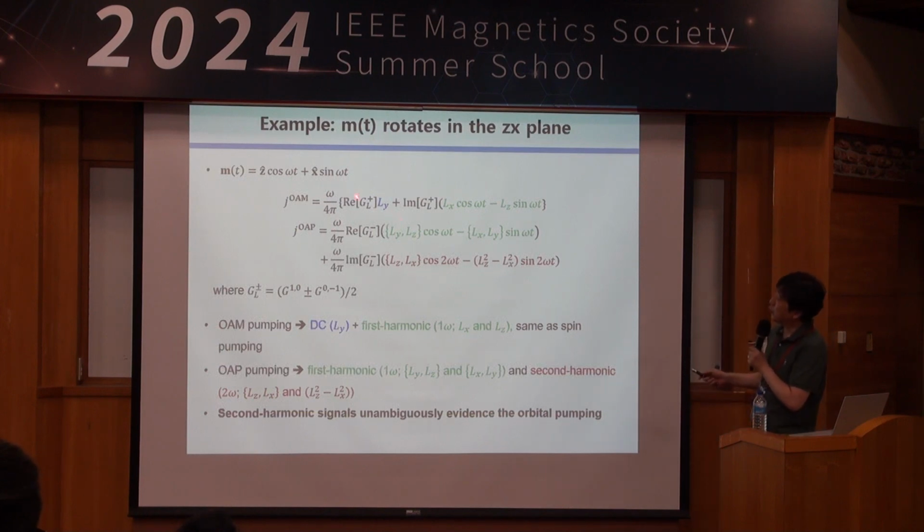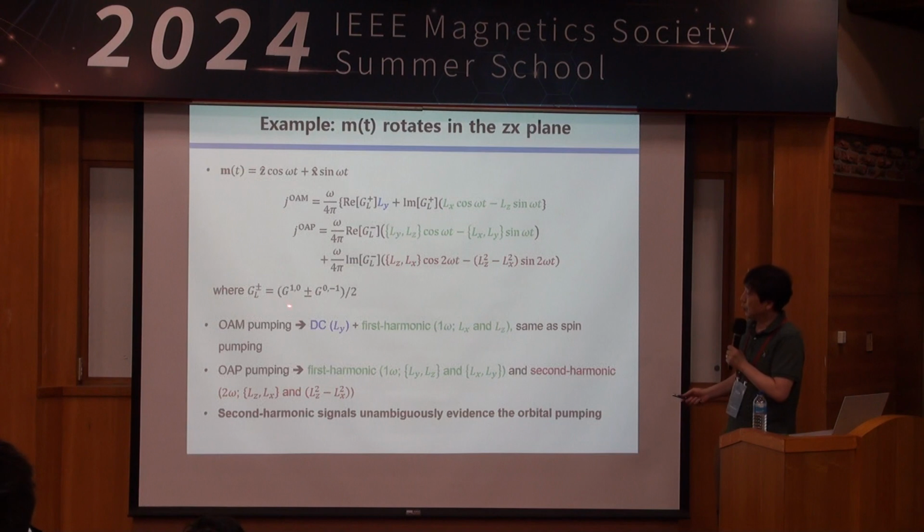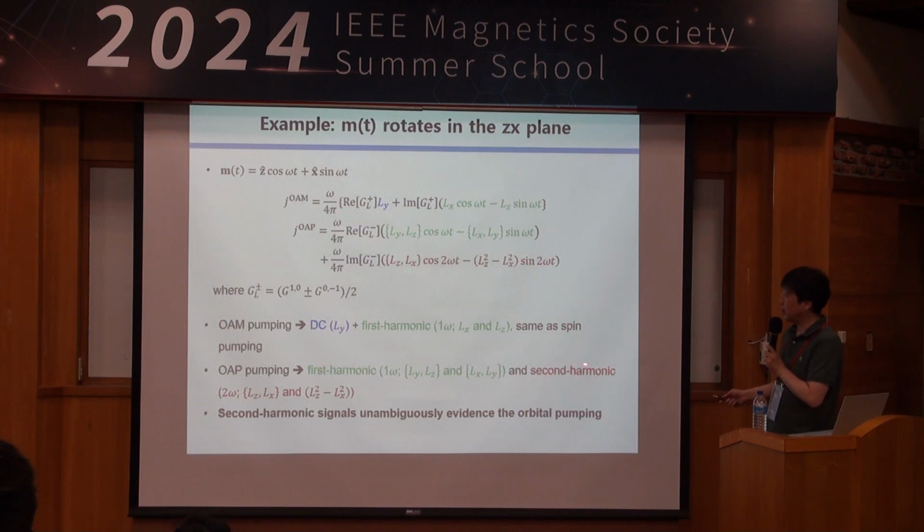For OAM pumping, you generate DC pumping, just like the spin pumping. You have a 1 omega AC pumping, but that may be small because it is related to the imaginary part. In the case of OAP pumping, you have 1 omega, but also a 2 omega signal. So OAM pumping has a DC and 1 omega component, exactly the same as spin pumping, so you cannot distinguish them. However, OAP pumping generates a second harmonic signal, 2 omega, which is absent in spin pumping. So if you can measure this second harmonic signal from the pumping measurement, you may be able to identify the orbital physics.